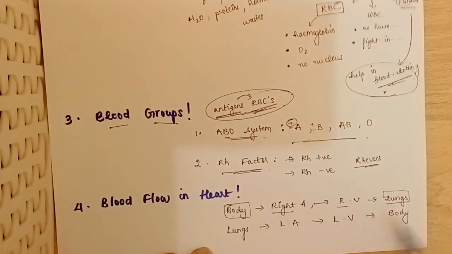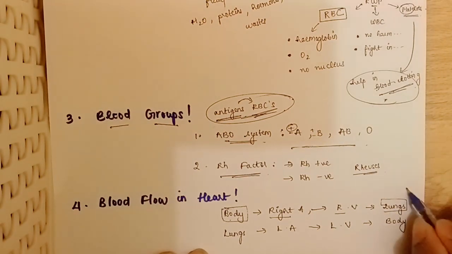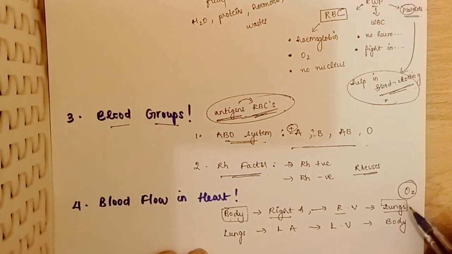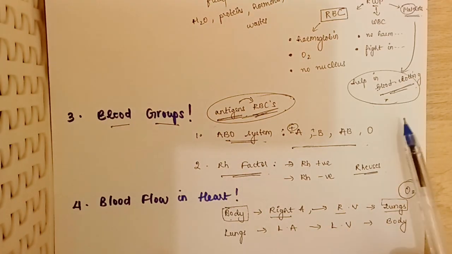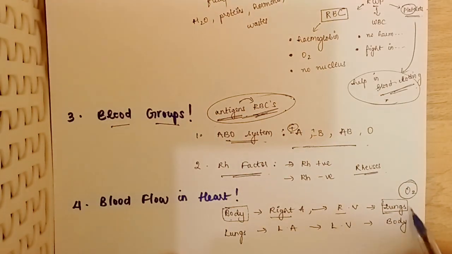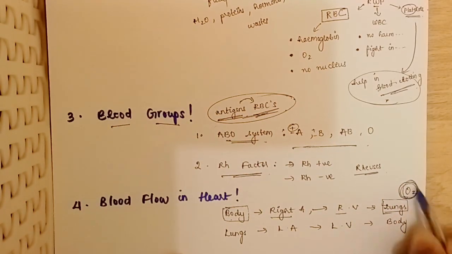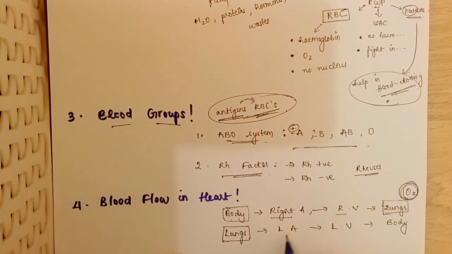Why does blood go to the lungs? For getting oxygenated. Because of the presence of alveoli, the gases can be diffused between the alveolar walls, making the blood oxygenated. Once the blood is oxygenated, from the lungs, again see here, left to the body.